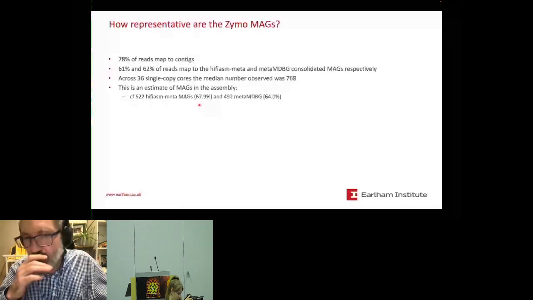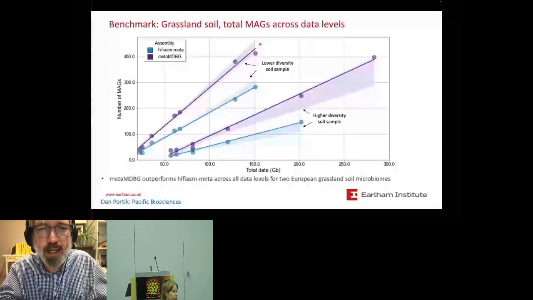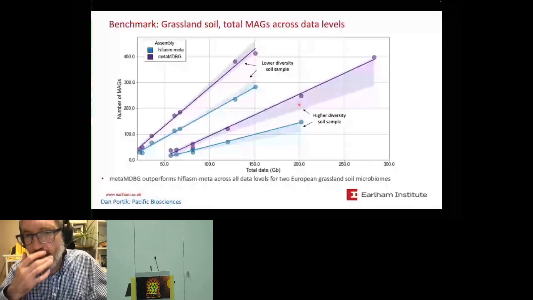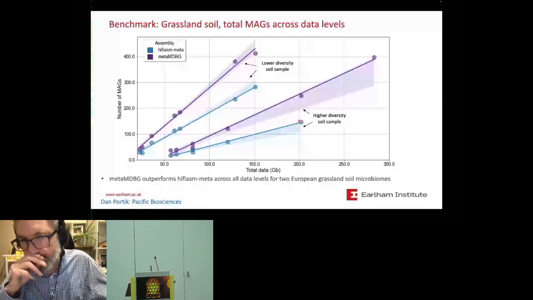But there is a question of how this would do on more complex communities. And here I'm also showing you some more of Dan's data. This is from two different soil samples, where again, they've done deep HiFi sequencing. And it's pleasing from our perspective, because you can see that we get more MAGs out of metaMDBG than hifiasm-meta. And I think this is possibly going to be a feature of our algorithm going forward, that it will do better on these more complex communities.